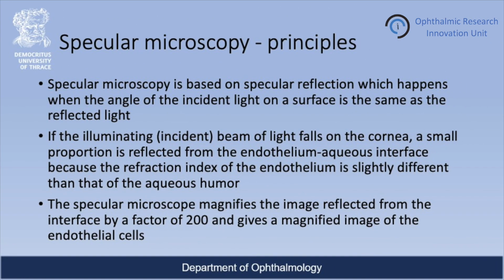To start with specular microscopy principles, we should mention that specular microscopy is based on specular reflection, which happens when the angle of the incident light on a surface is the same as the reflected light. If the illuminating or incident beam of light falls on the cornea, a small proportion is reflected from the interface between endothelium and aqueous, because the refraction index of the endothelium is slightly different than that of the aqueous humor. The specular microscope magnifies the image reflected from the interface by a factor of 200 and gives a magnified image of the endothelial cells.